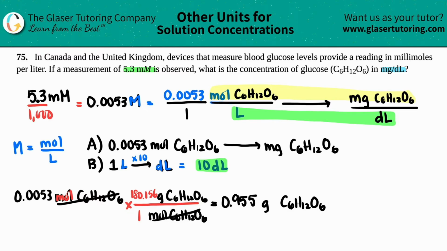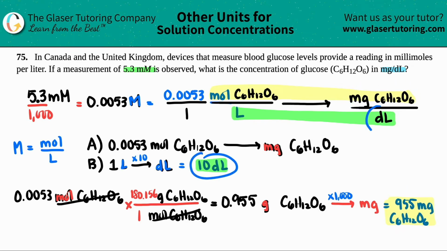But we want milligrams. So how do I go from grams to milligrams? We've done this calculation, right? All we have to do is just multiply by 1,000. Grams to milligrams is multiply by 1,000. So take that number and times by 1,000. So you now have 955 milligrams of C6H12O6. And now you have your new numerator. And I will highlight this in yellow to show you that it goes on the top. So I have my new numerator.